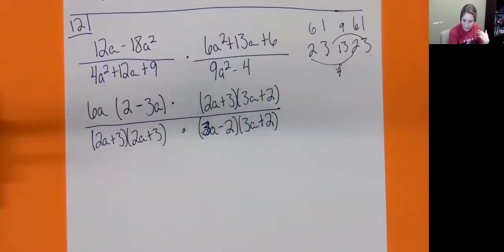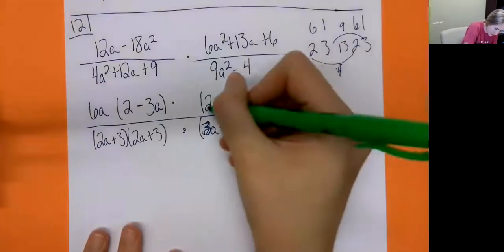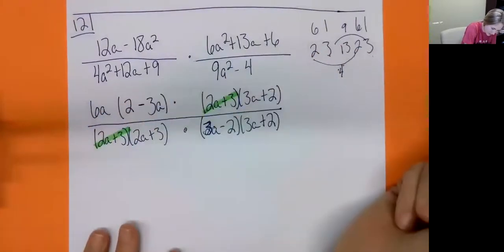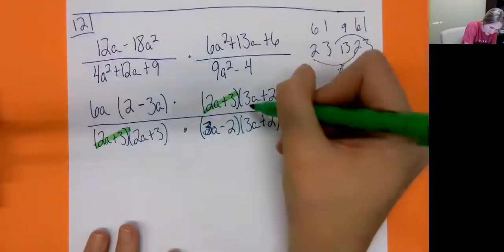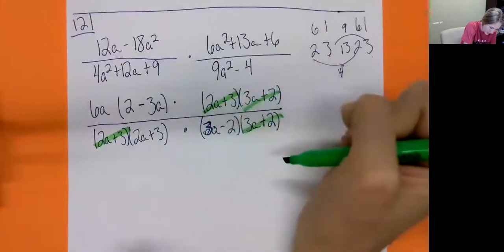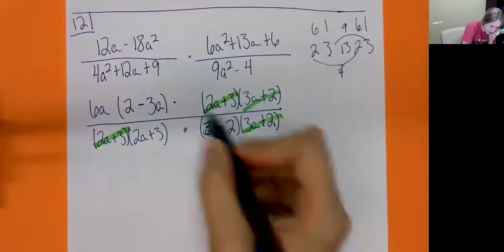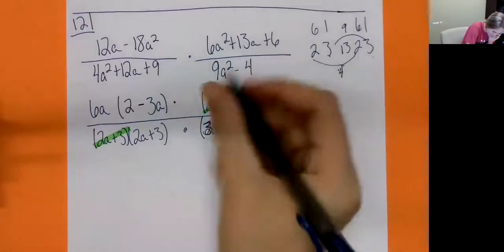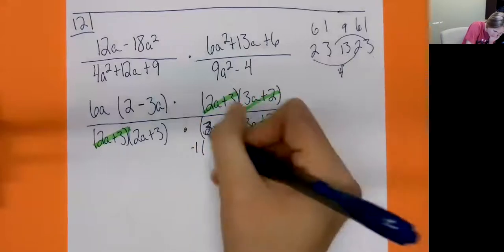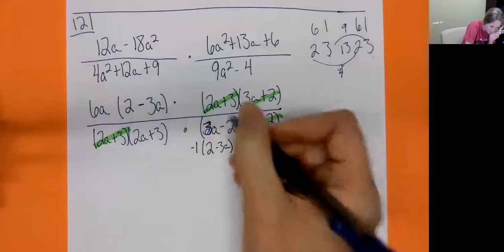Okay. Cancel time. So we have, where do we want to start? We'll start here. So we have 2a plus 3 and 2a plus 3. Then we have 3a plus 2, 3a minus 2, and 2 subtract 3a. So on this one, these are the same thing, just backwards. So if we did that -1 here, then we have a positive 2 and a negative 3a. So that's what we're going to do.